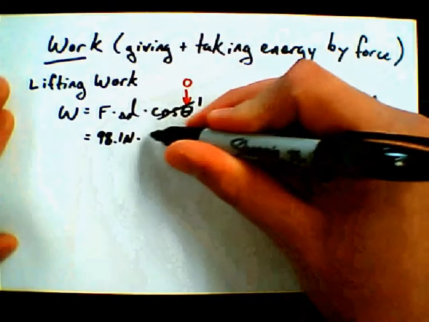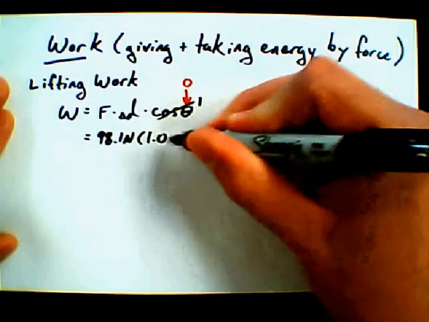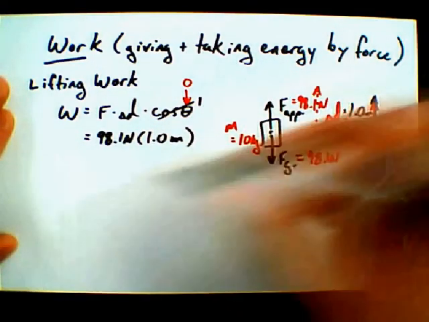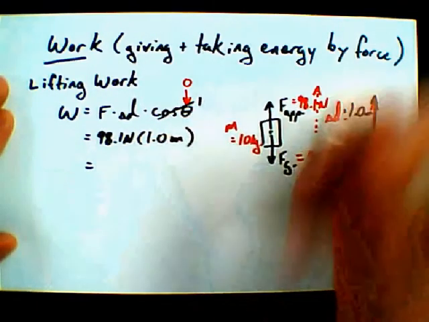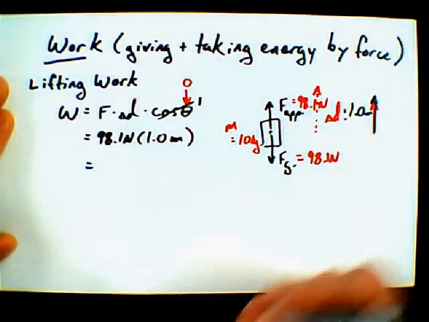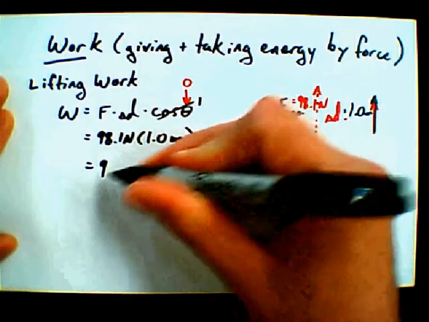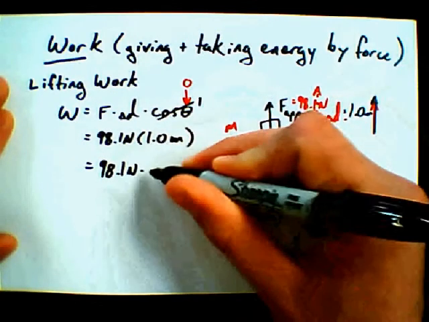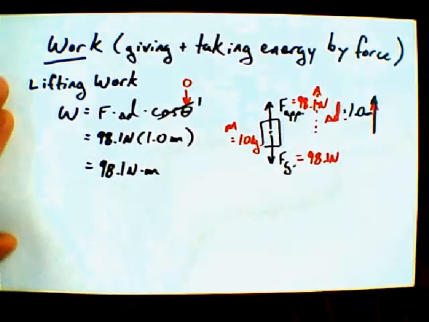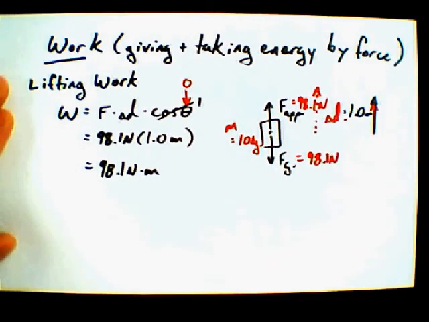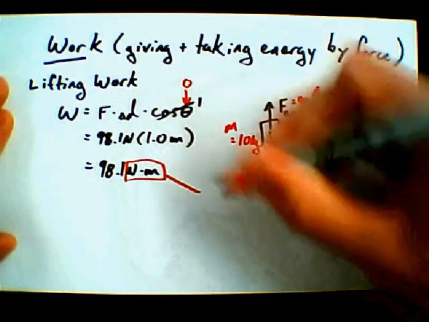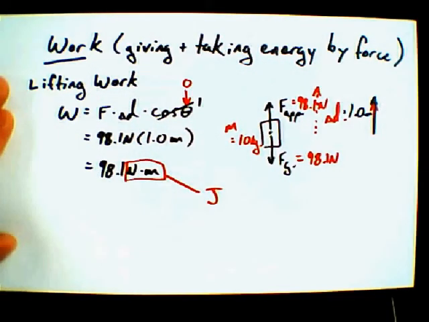1.0 meters. And then cosine of 0 would just reduce to 1, so we'll leave it. And now we get 98.1 times 1 meter, which is, well, let's not get ahead of ourselves, 98.1 newton meters is the obvious unit here. But somebody says that's the same as saying joules. So newton meters are the same thing as joules.